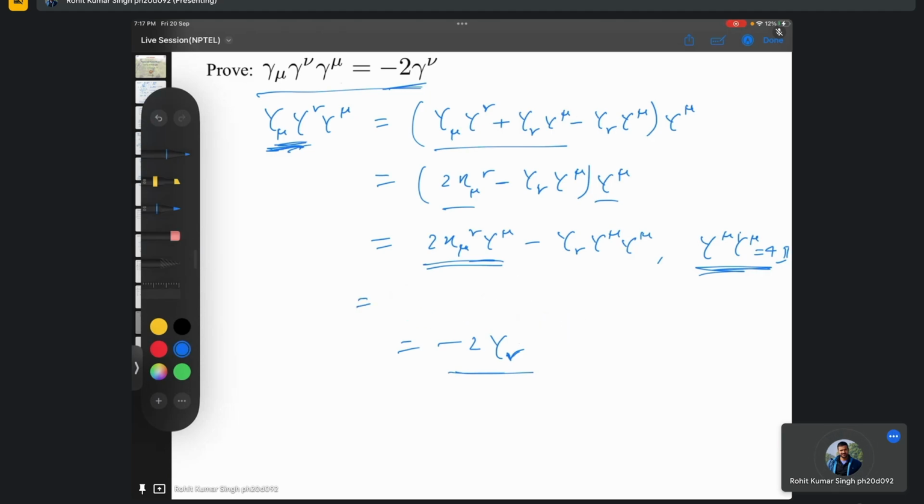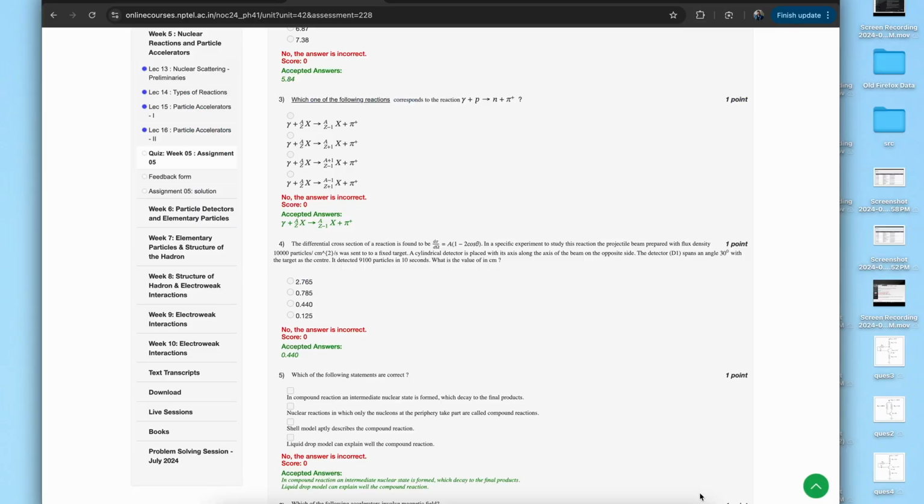So we have this, right, minus. Now you see, this is the metric tensor, eta.